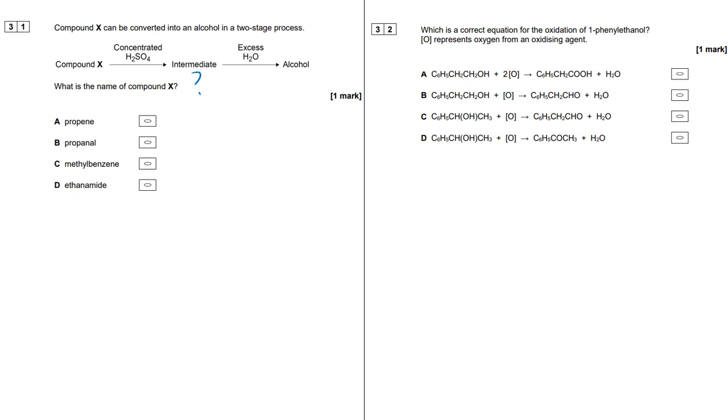What would happen if you added concentrated sulfuric acid to an organic molecule? Compound X plus concentrated sulfuric acid to make something that could then turn into an alcohol. Thinking about that mind map, that would be an alkyl hydrogen sulfate.